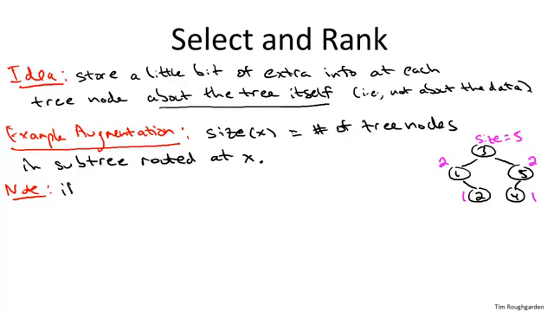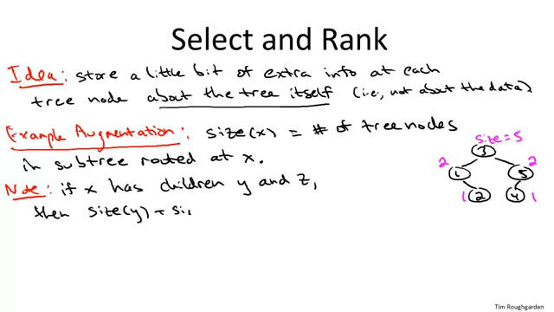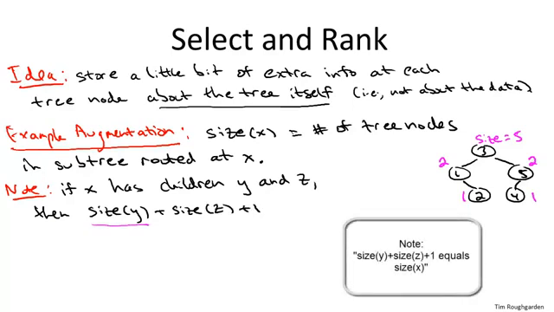There's an easy way to compute the size of a given node once you know the size of its 2 subtrees. So if a given node x in a search tree has children y and z, then how many nodes are there in the subtree rooted at x? Well, there are those that are rooted at y, those in the left subtree. There are those that are reachable from z. And then there's x itself.